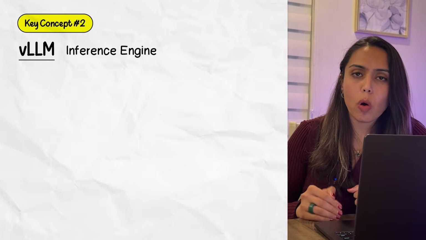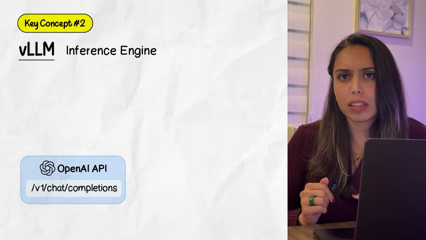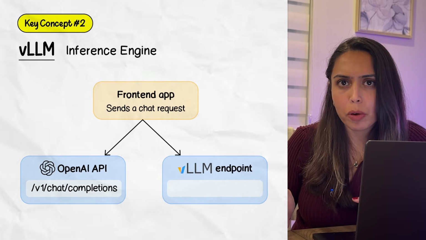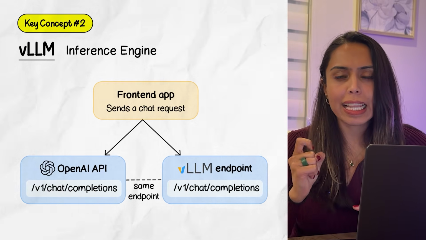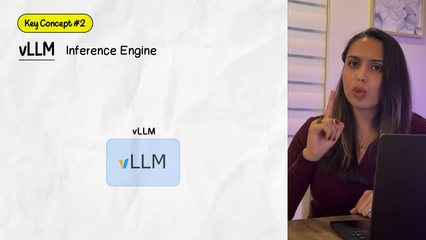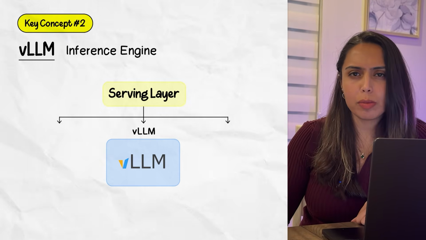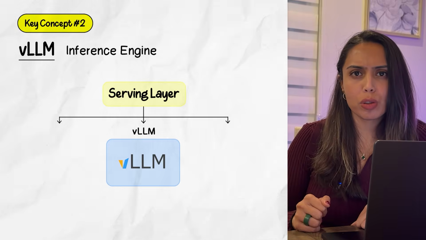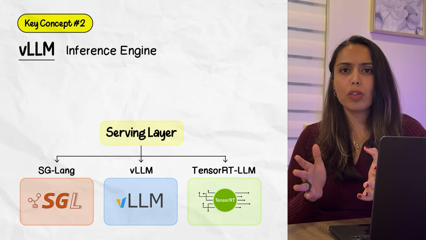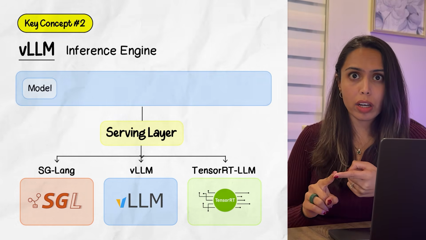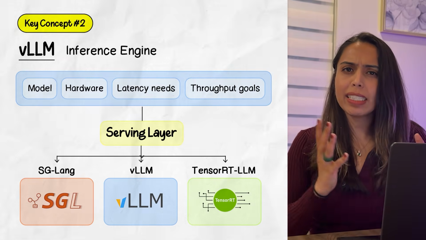Now VLLM also exposes an OpenAI compatible API endpoint, which means the front end can call VLLM endpoints in a familiar way using endpoints like /v1/chat/completions. Now VLLM is just one option for the serving layer. There are other inference engines as well that teams use for test and production use cases. These are SGLang, TensorRT LLM. Now the right choice for this inference engine depends on the model, hardware, latency needs, throughput goals, and also what a company is already standardizing on.